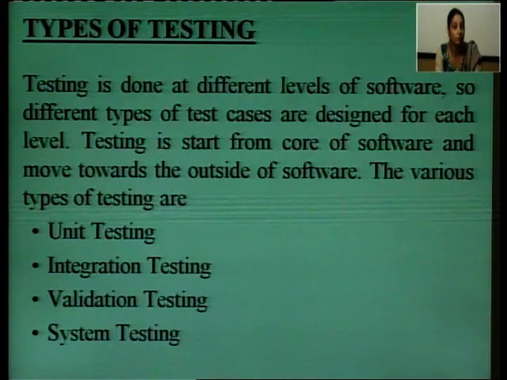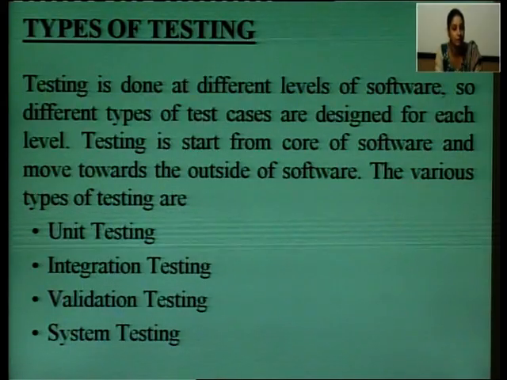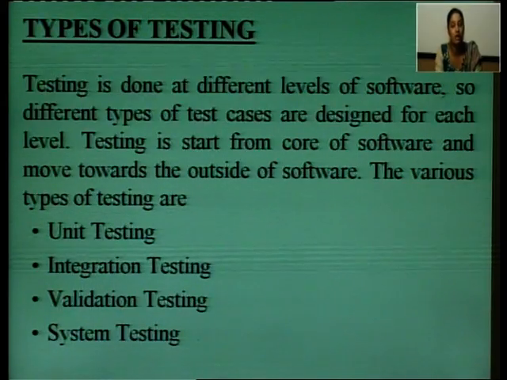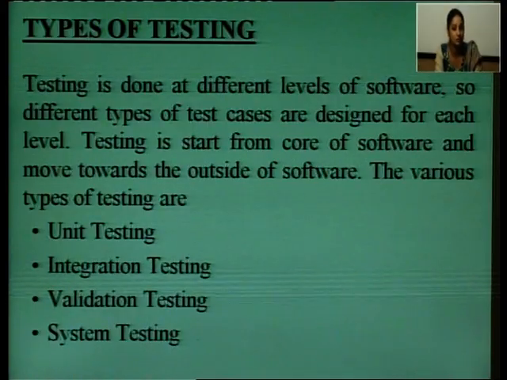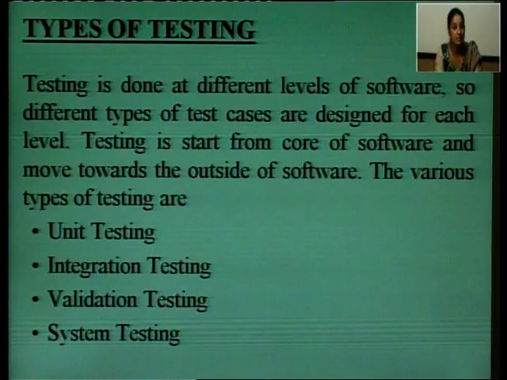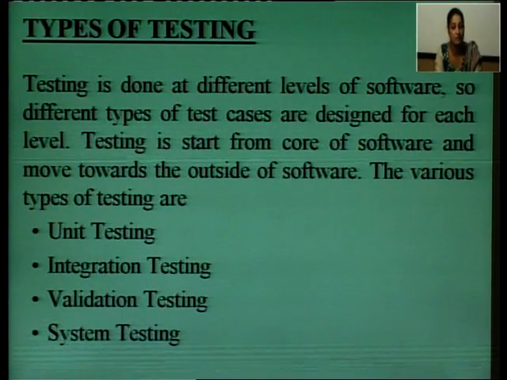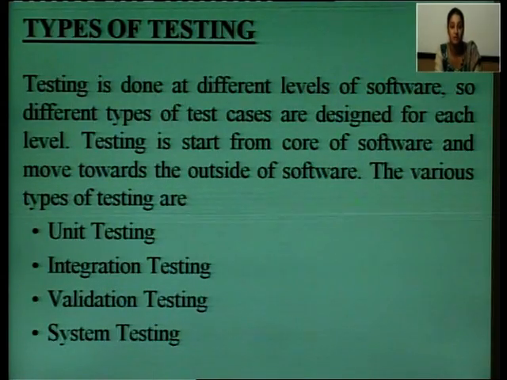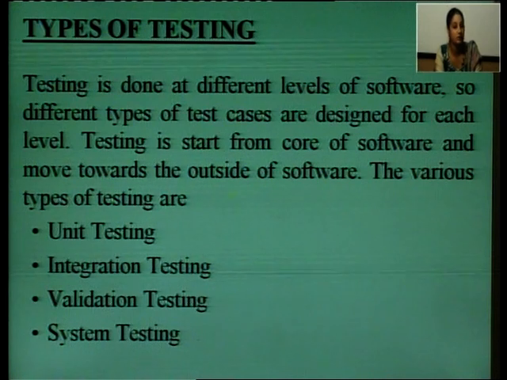Testing starts from the core of the software. We start from the module and move towards the outside of the software. The various types of testing are unit testing, integration testing, validation testing and system testing. These are the four types of testing which we have to perform. Firstly, there is unit testing, then integration testing, validation testing and system testing.